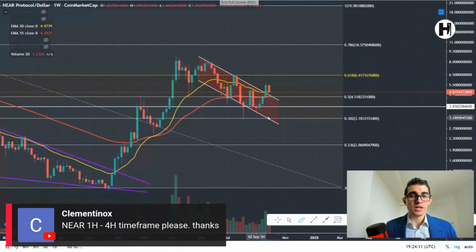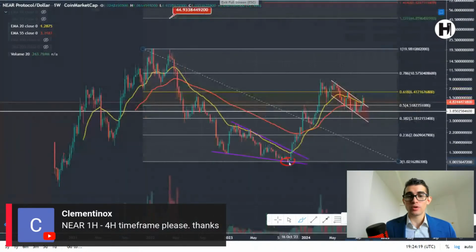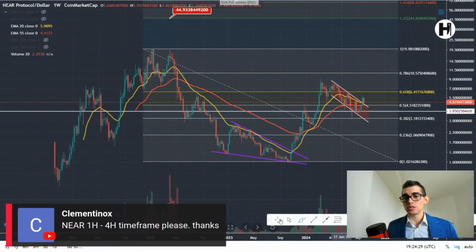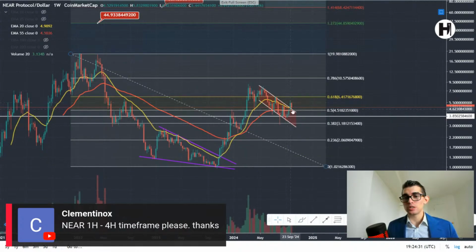We also bounced off the 55 EMA on the weekly and the 0.5 on this major Fibonacci that we've got set up. So $4.50, great entry point. The fib is set up from October to the top in January 2022. And when I said October, I meant October 2023. So once we're able to bounce off the 55 again and hopefully maintain both the 20 and the 55 EMAs as support, we could have a very nice move to the upside here.